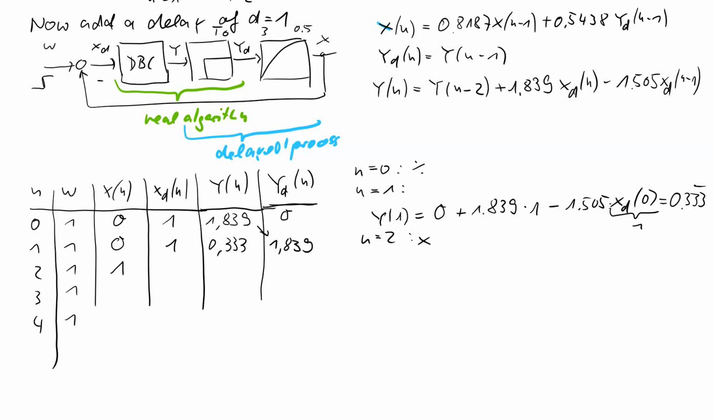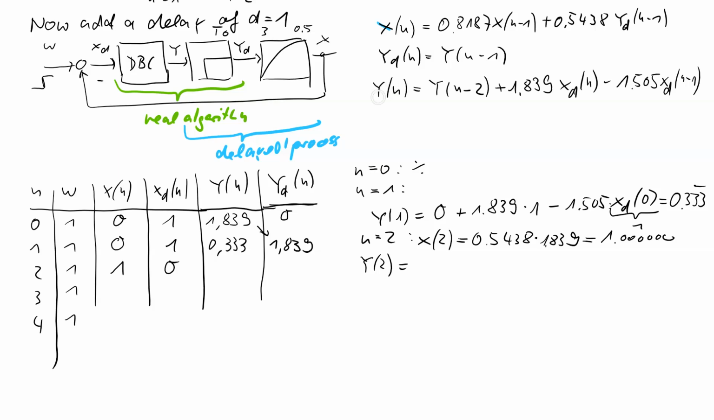I prove it by calculation. x of 2 is, here this line, 0.8 times x of 1, which was 0, plus 0.5438 times xd of n minus 1. N is 2, and the argument here is 1. xd of 1 is 1.839, and you can believe me, this is exactly our 1. xd of 2 is now 0. Y of 2 can be calculated.